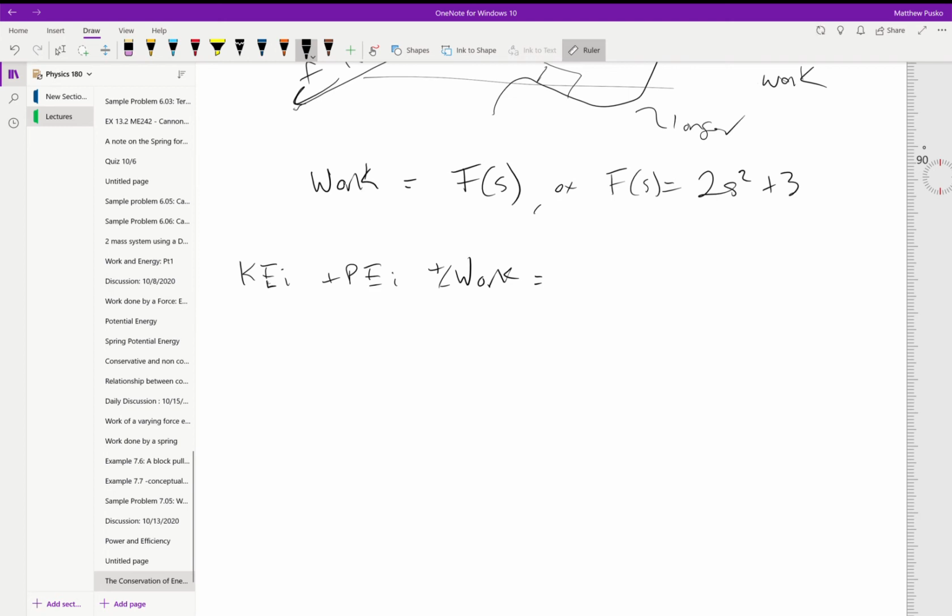And this will equal our kinetic energy final plus our potential energy final. So just put your work in here and put it in as plus or minus, because this is our initial state here on the left side, initial state.